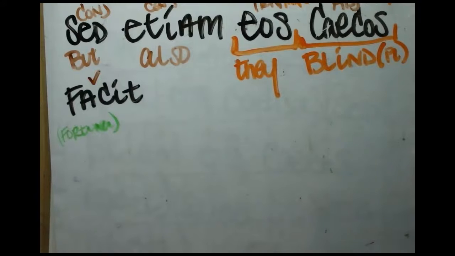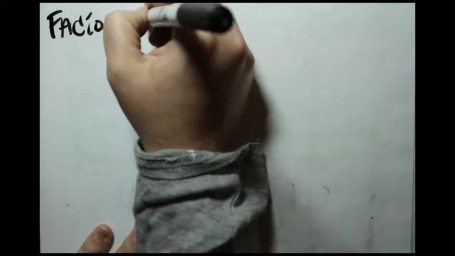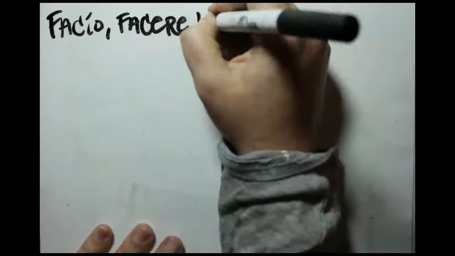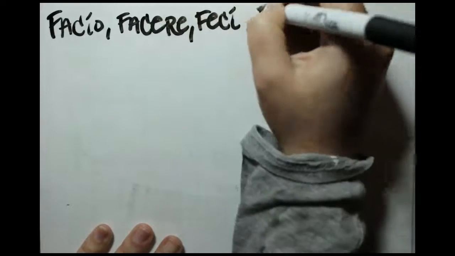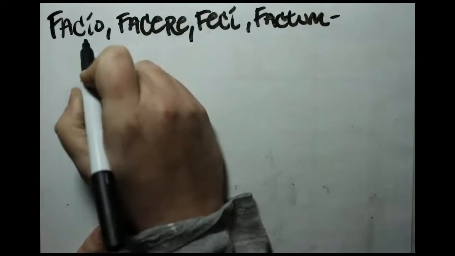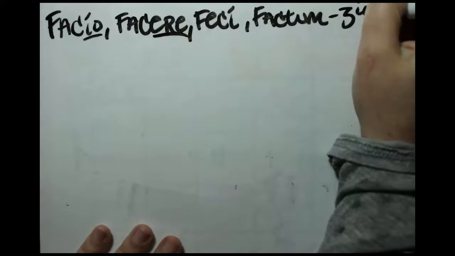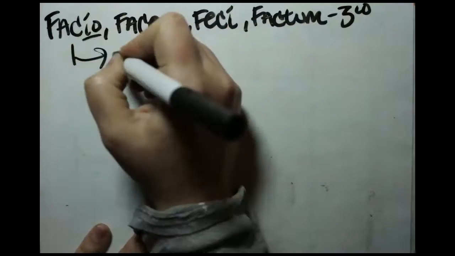Let's conjugate facio, facere, feci, factum. Yes, we did it in the previous video, but it's good to practice. Facio, facere, feci, factum. The IO at the end of the first principal part and the ERE at the end of the second principal part tell us that this is a third IO. This verb facio means to make.